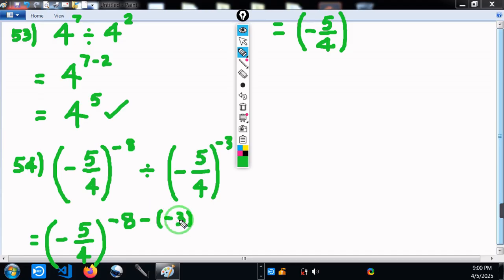Plus 3 comes in front. 3 minus 8 cannot, so it's negative, and then 8 minus 3 will be 5. 100% correct.